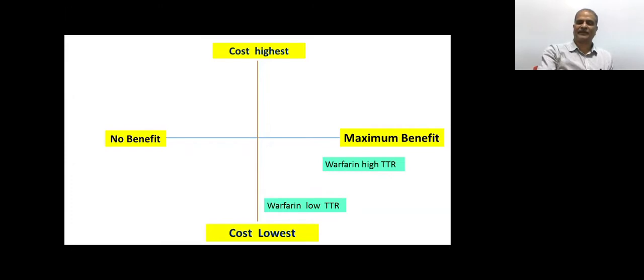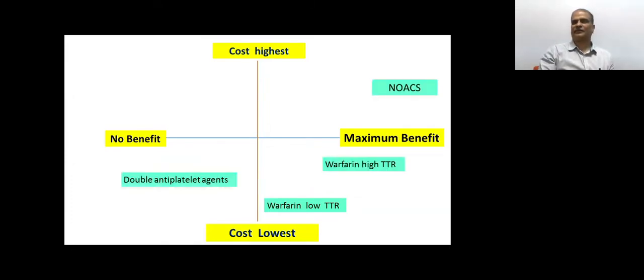If a patient can afford it, then you can give a newer anticoagulant. And if you don't have anything, and you know this person is never going to come back, like that patient we had, at least give him double antiplatelet, and he will get some benefit.